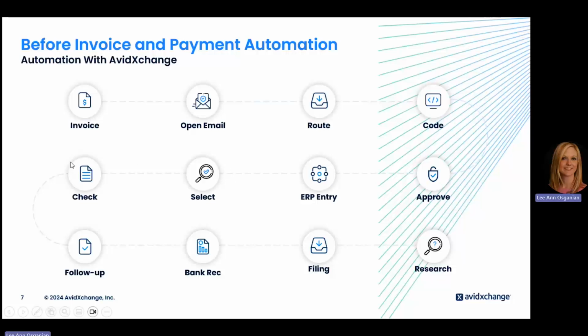And in construction, there's still a lot of physical checks being cut. So somebody needs to print checks, fold them, stuff them, stamp them, mail them, and then deal with all of the follow-up, bank reconciliation. In many cases, the check stubs are attached, stapled to the invoices, and then filed away. And then somebody has to deal with research.